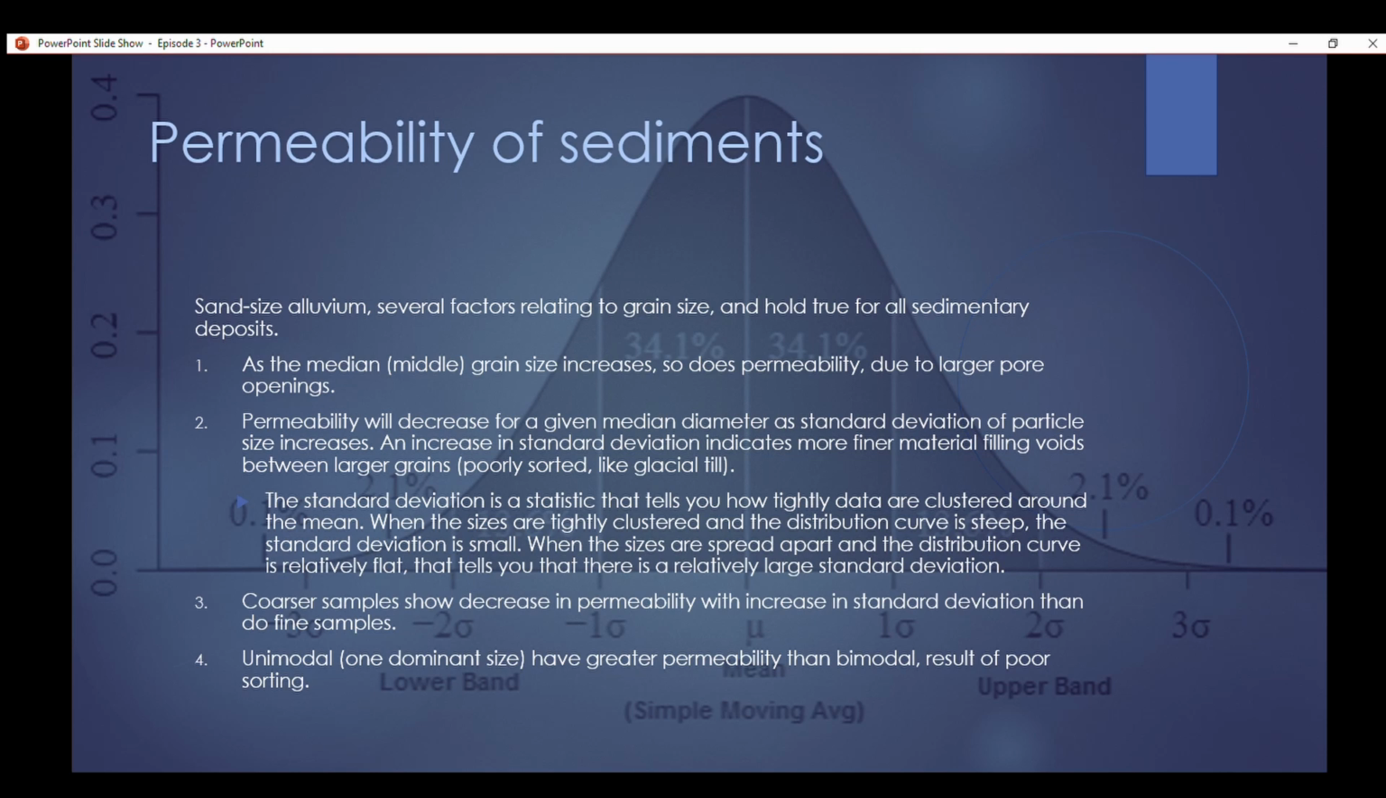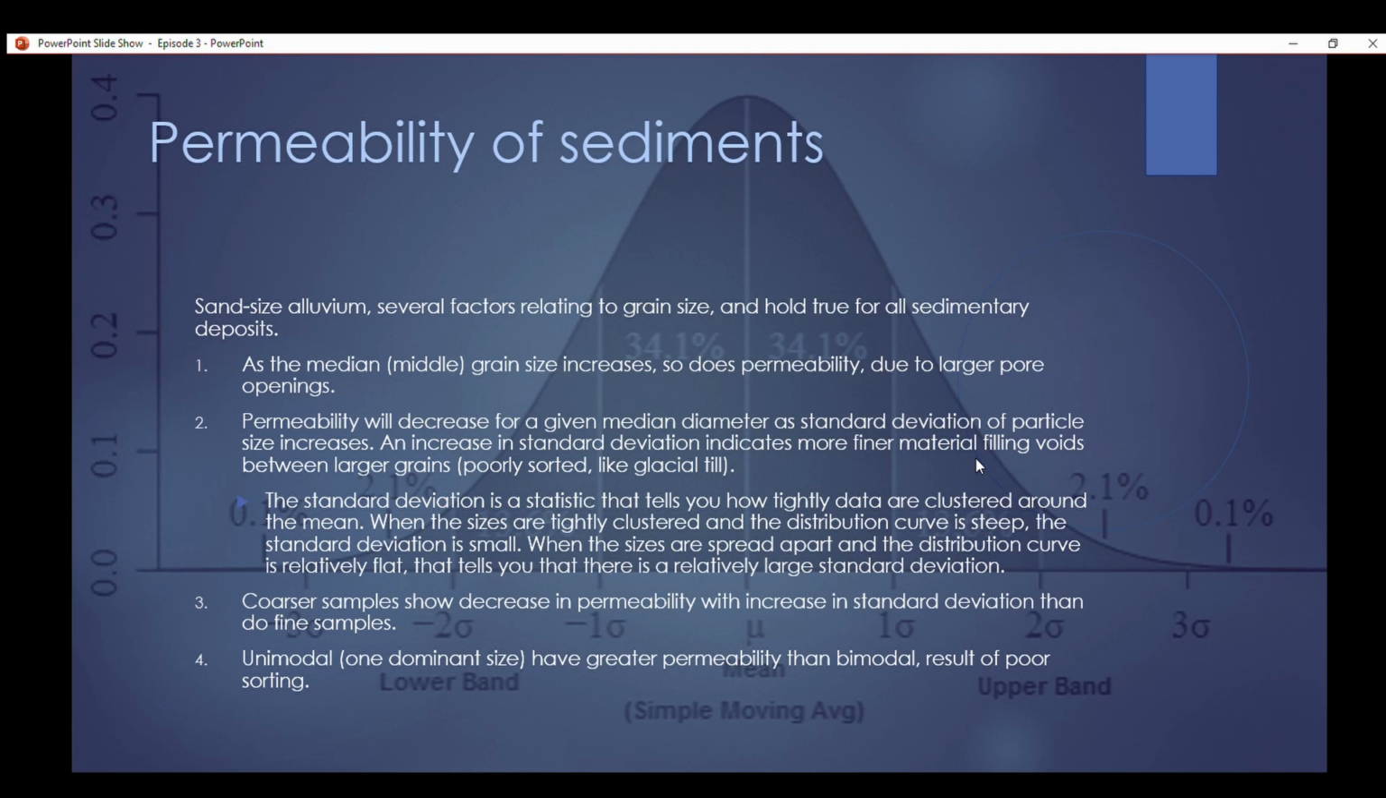An increase in standard deviation indicates more finer material filling the voids between the larger grains, poorly sorted like a glacial till. And if you guys remember from sedimentology, standard deviation is a statistic that tells you how tightly the data is clustered around the mean or average grain size in this case. And when the sizes are tightly clustered and the distribution curve is steep like the one pictured here in the background, the standard deviation is small.